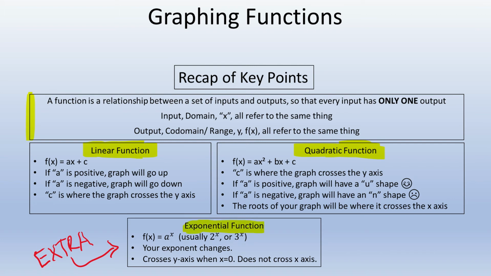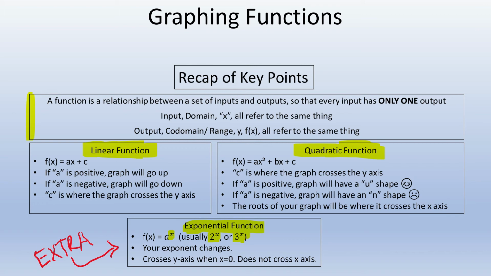For an exponential function, our exponent is the thing that changes, so it's going to be something like a to the power of x, where a is the number that you are given and x is the thing that changes. In your junior cert, it's usually 2 to the power of x or 3 to the power of x, where your 2 or your 3 does not change, but your power does. So you'll be dealing with 2 to the power 0, 2 to the power 1, 2 to the power 2, 2 to the power 3, etc., depending on what they're telling you to substitute in for your x value.